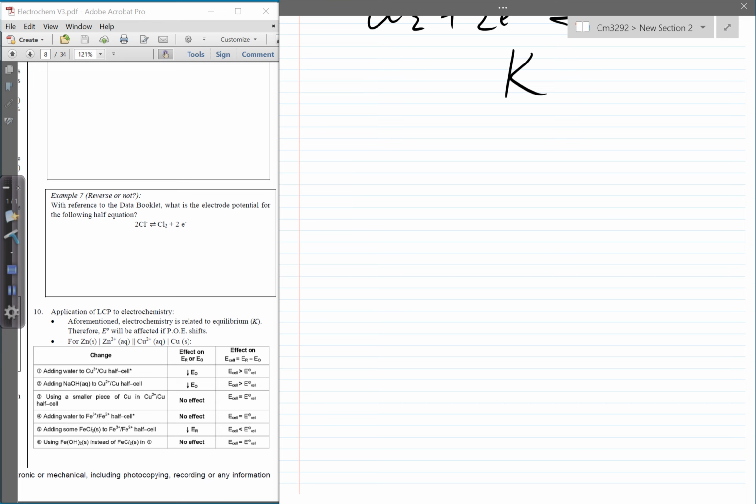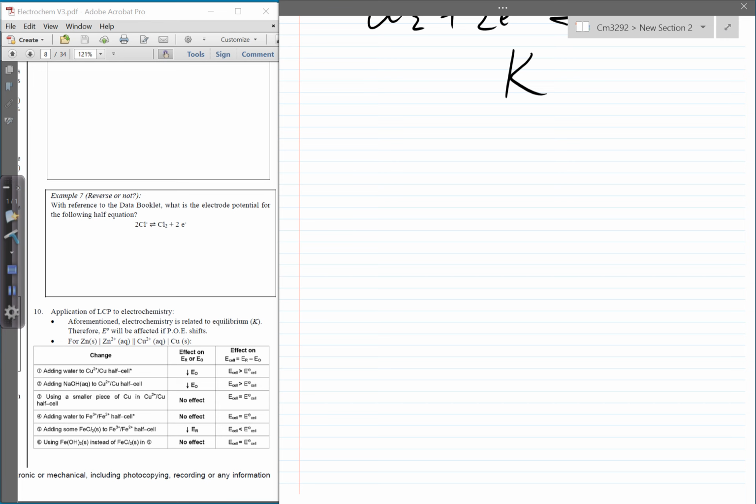If you add NaOH to the Cu2+/Cu cell, what will happen is, if you remember your qualitative analysis, if you have copper 2+ and you add NaOH, you will form a pale blue precipitate insoluble in excess. It's the same as decreasing Cu2+. Yeah, so it's the same effect. Using a smaller piece of copper, no effect, because the concentration of your solid remains constant.